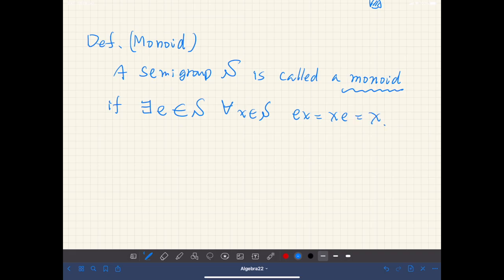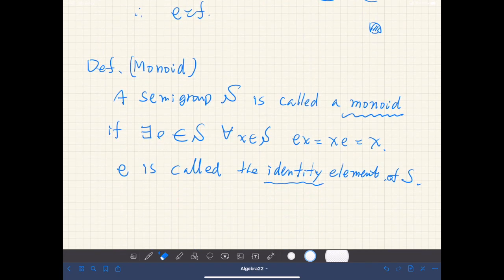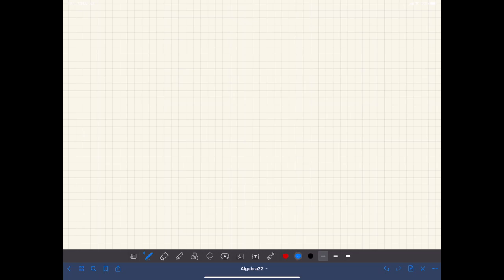Then such an element E is called the identity element, or simply the identity of S. And as you can see from the previous lemma, if there is an identity element, that element should be unique. So there are no two distinct identity elements in a monoid. So a monoid is basically a semigroup with an identity element. And that's it.